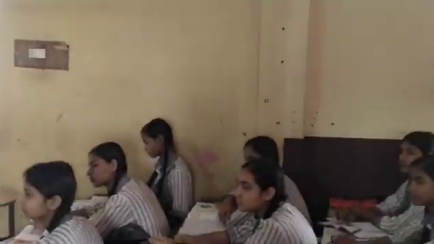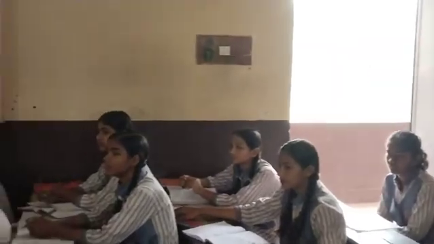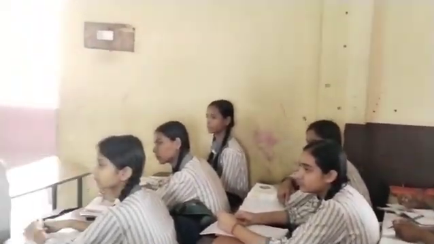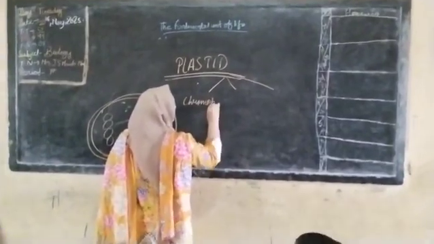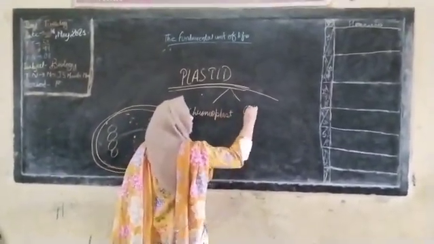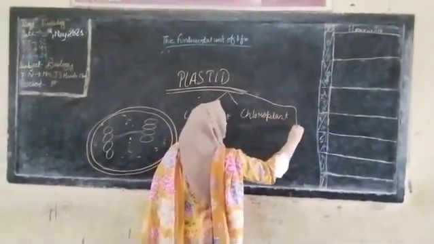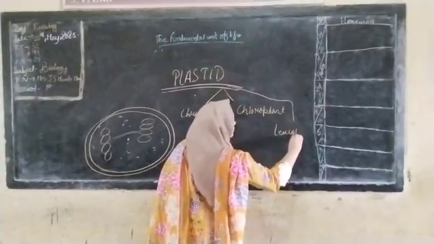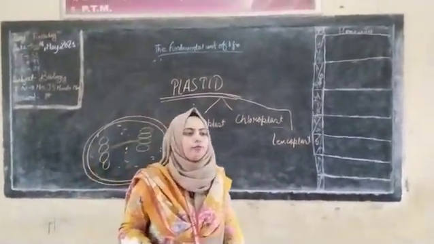What is the structure of plastid and how many types of plastids we know and what is the function of plastids? We will learn in this topic. Alright. So plastid is basically divided into three broad categories. The first plastid is chromoplast, chloroplast, and the third one is leucoplast. These are the three broad types of plastids we will learn.